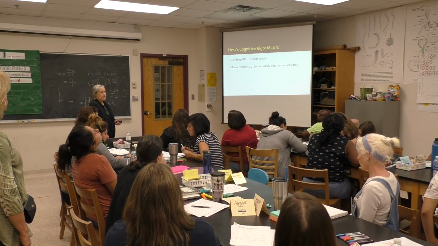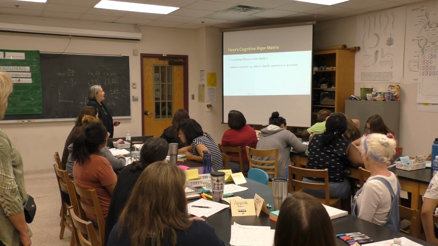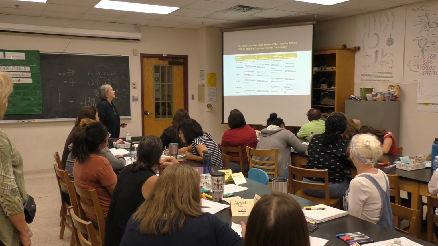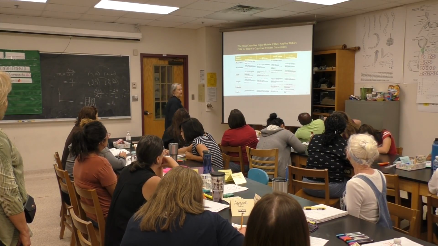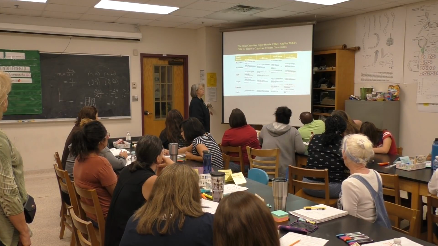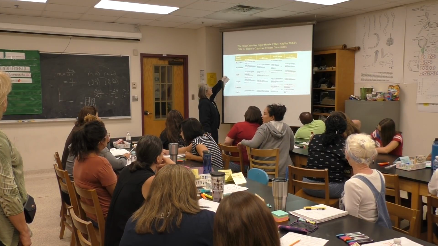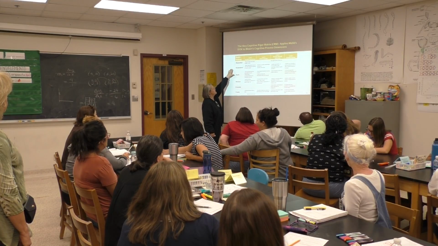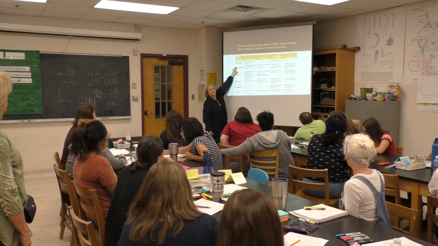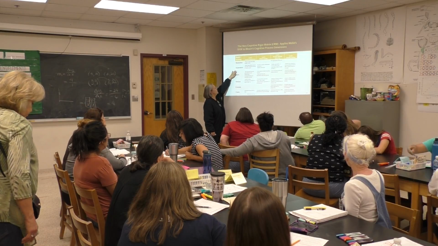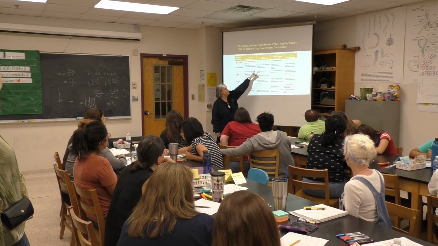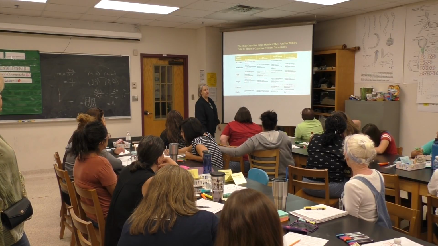So Hess came along, Karen Hess, and she developed a matrix. And this matrix has 24 cells. She kind of tied Webb's depth of knowledge to Bloom's taxonomy. So Bloom's is going down, and she used the new Bloom's, as you'll see. So remember, understand, apply, analyze, evaluate, create. And across the top are Webb's depth of knowledge.